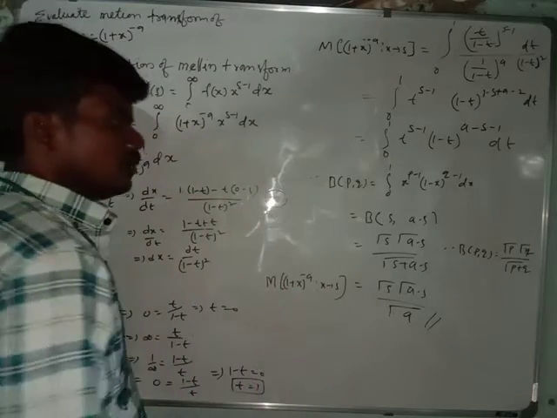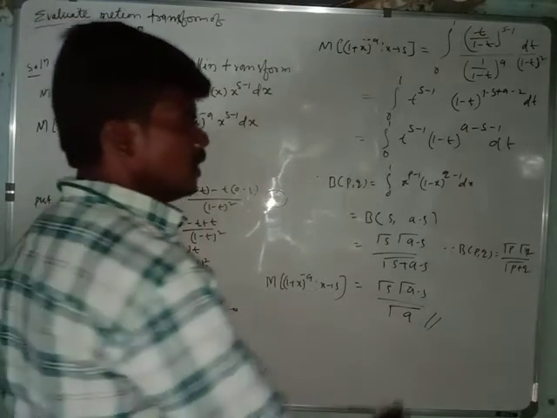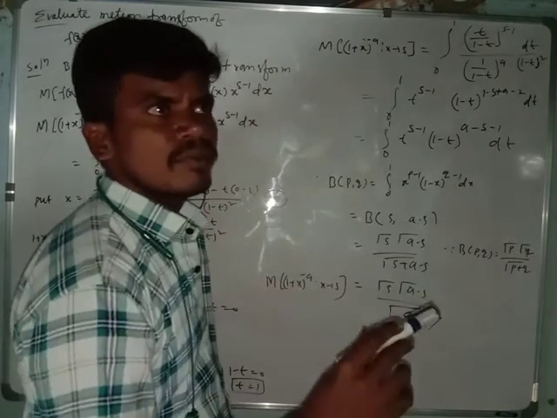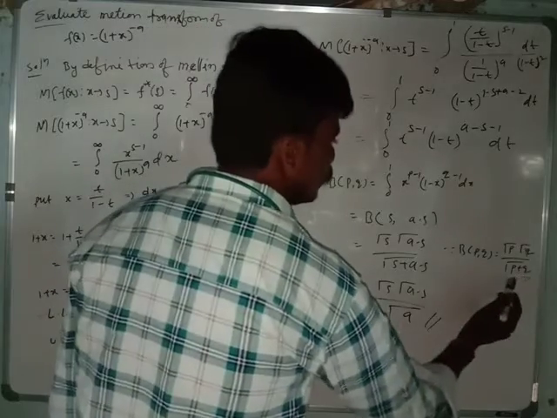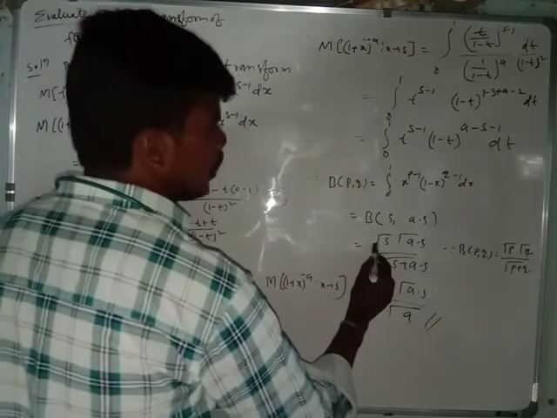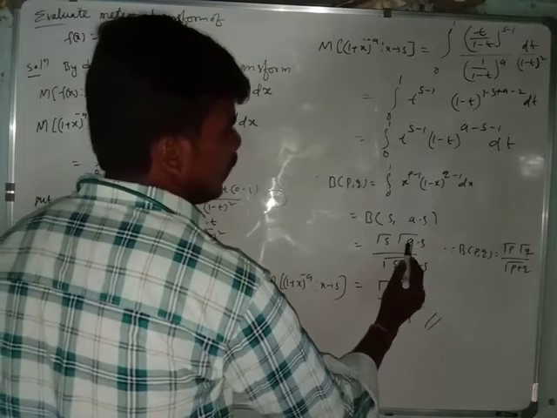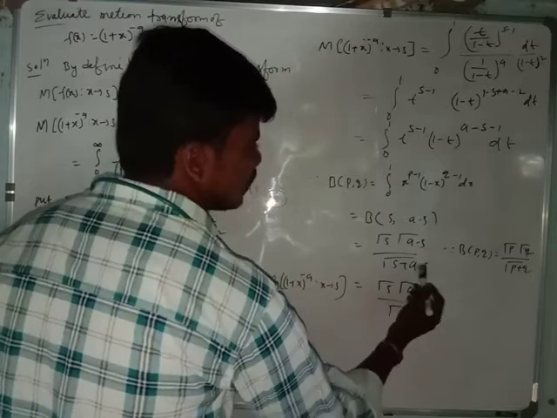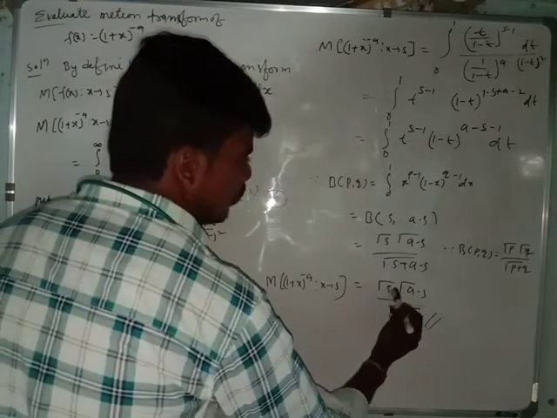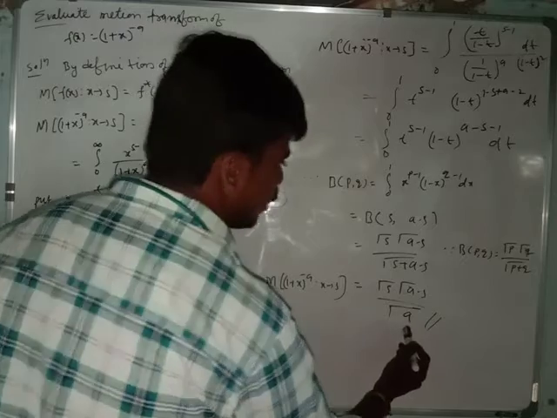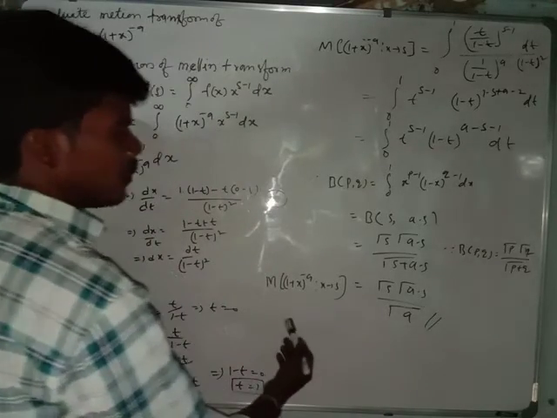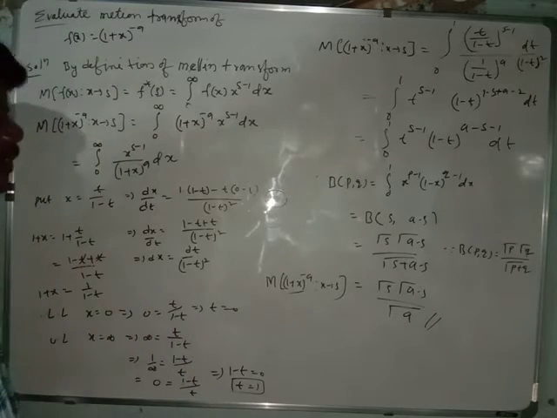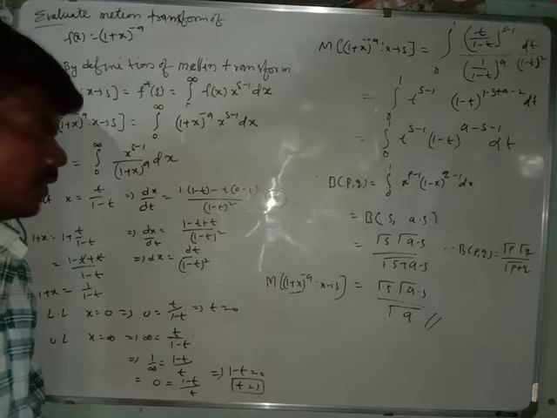We know the relationship between the gamma and beta functions: beta of p comma q equal to gamma of p into gamma of q by gamma of p plus q. Using this formula, here gamma s into gamma of a minus s by gamma of s plus a minus s. Minus s plus s cancel out, we get gamma of s into gamma of a minus s by gamma of a. This is the Mellin transformation of the given function, that is, the Mellin transformation of (1 plus x) whole power minus a. Okay, right.